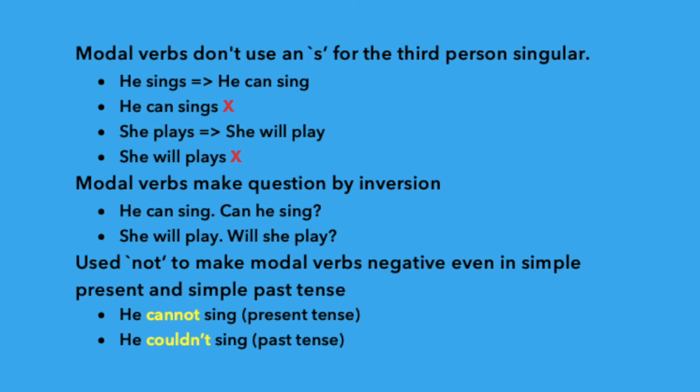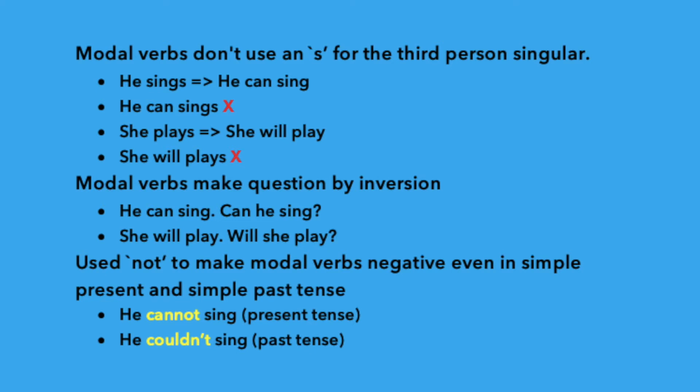Modal verbs are different from normal verbs. They don't use an S for the third person singular. For example, we say he sings, she plays, etc. We add S with both sing and play because he and she are third person singular. When we use modal verbs, we don't use S. He can sings or she will plays, it's wrong. Then they make questions by inversion.